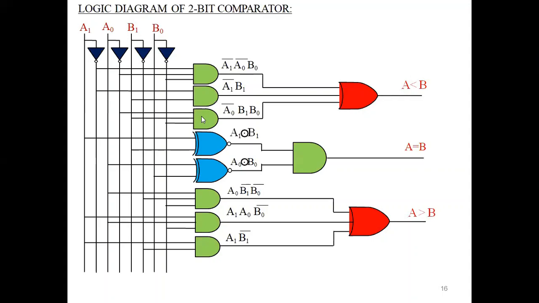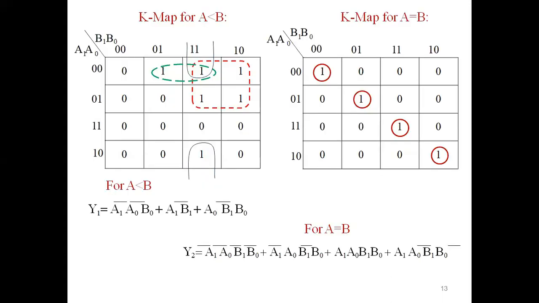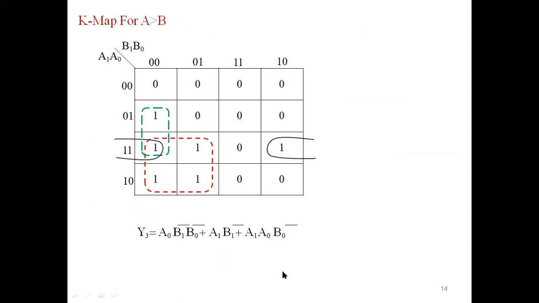And finally we got the outputs here. So from these output expressions, we will solve A is less than B, A is equal to B, A is greater than B. So A is equal to B is there. We have so much Boolean expression, we have to reduce that Boolean expression. So Y2 is equal to, finally we solve that, A1 exclusive-OR B1, A0 exclusive-OR B0.